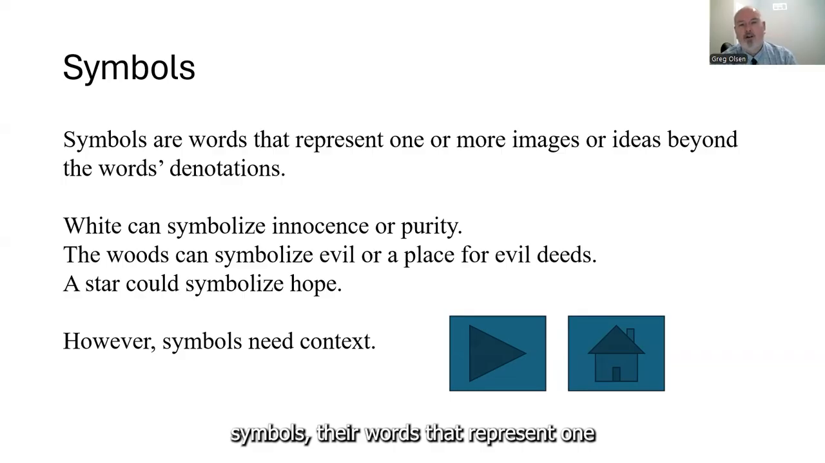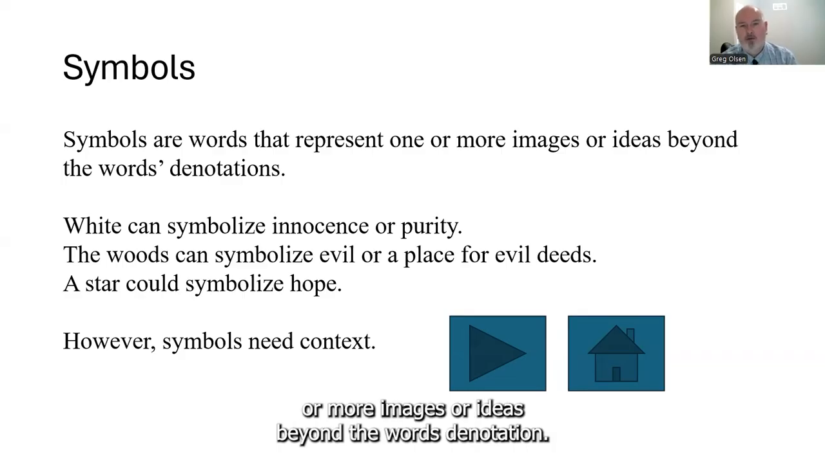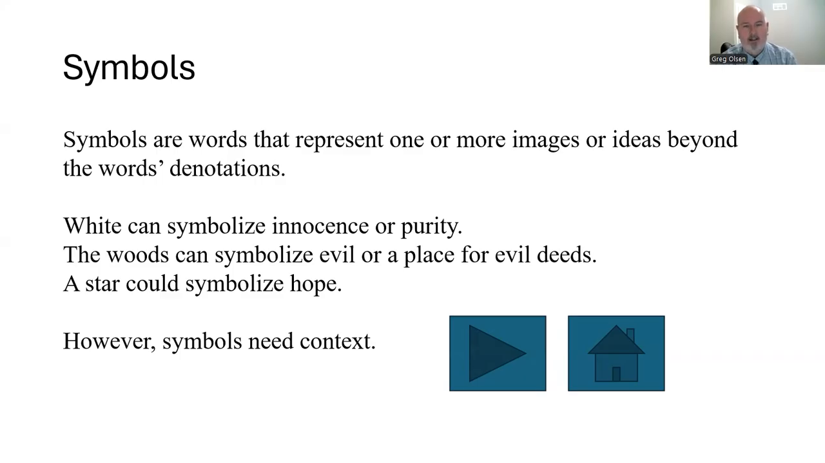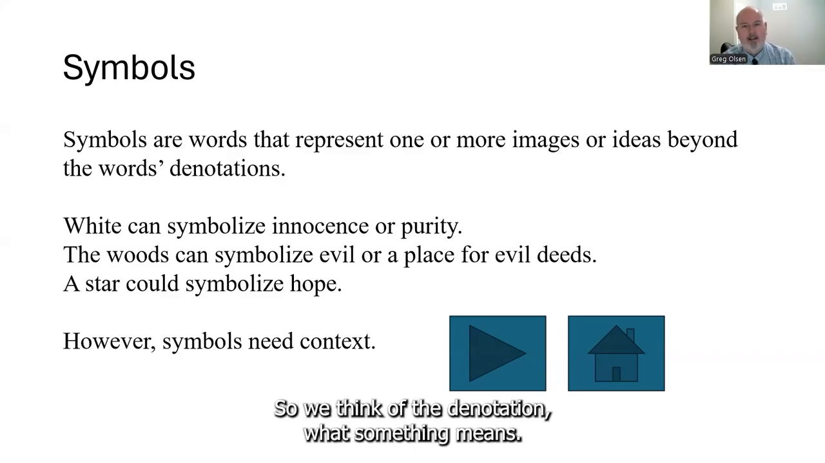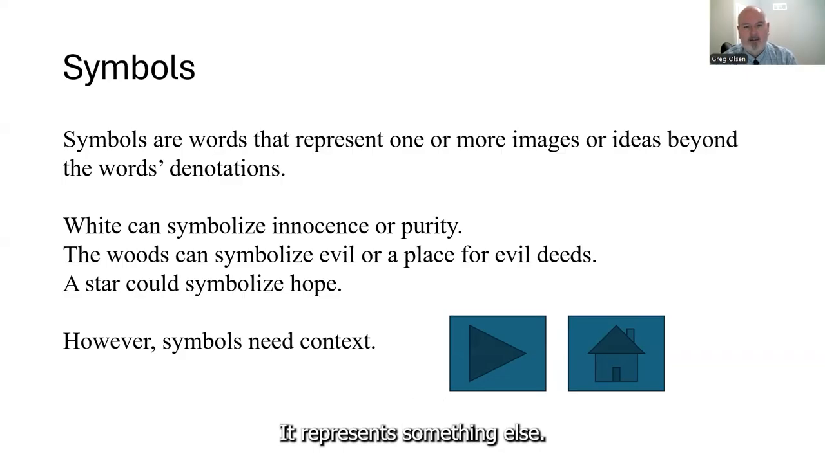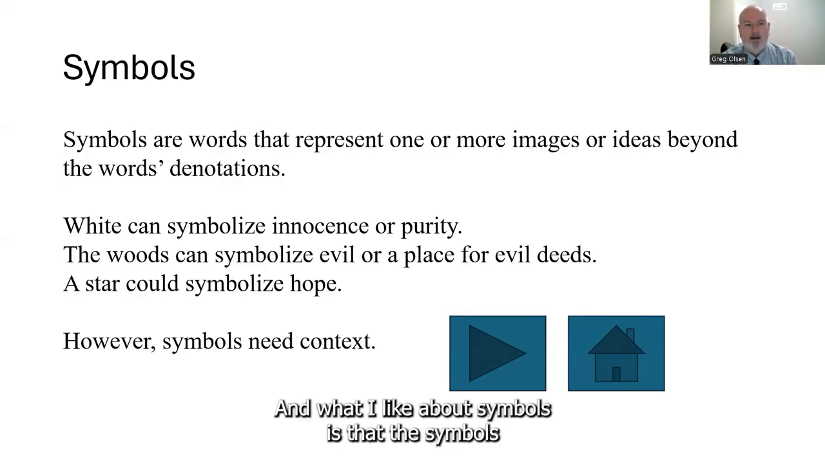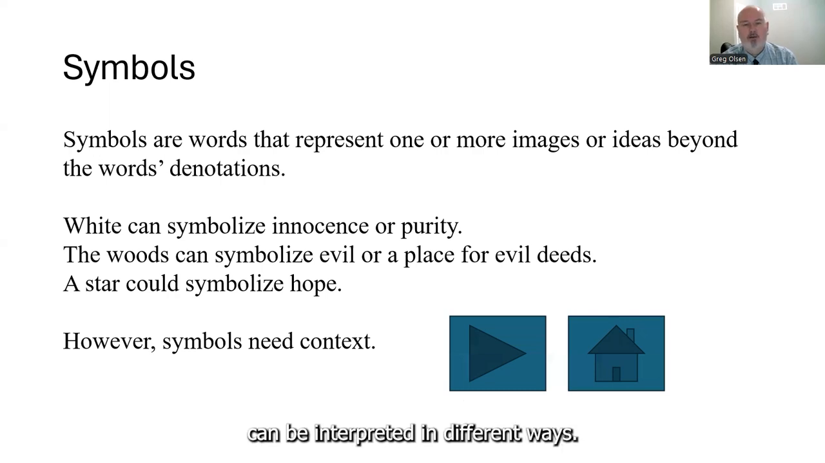Symbols are words that represent one or more images or ideas beyond the word's denotations. So we think of the denotation, what something means. A fish on the back of a car doesn't mean a fish, it represents something else. So it's this representation. And what I like about symbols is symbols can be interpreted in different ways. So they don't always have to mean the same thing.